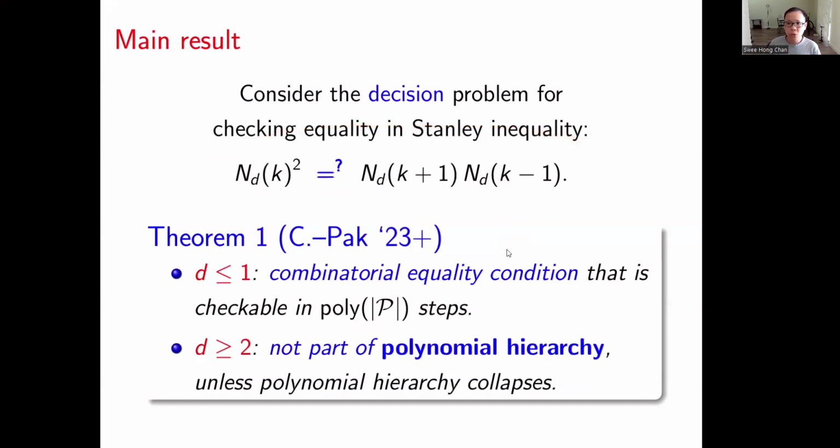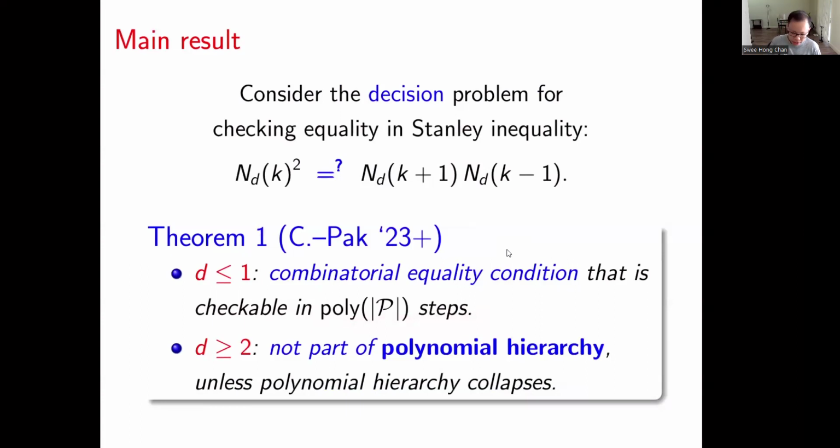Then, in the case d equal to 1, there is indeed a combinatorial equality condition. The condition is a bit more complicated than the one we saw for d equal to 0 in the previous slide, so let me not present it. But what is important is that the condition is not only combinatorial, it is also very easy to check. It can be checked in polynomial time.